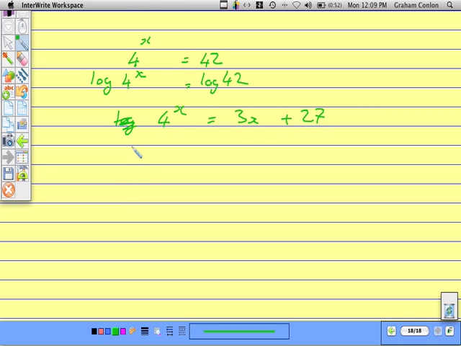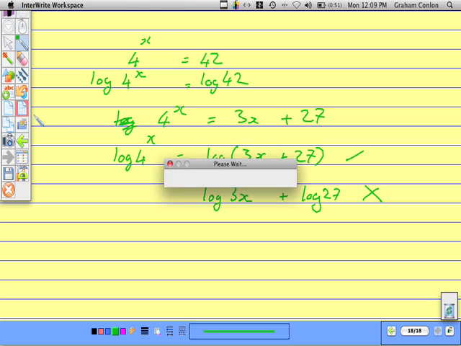You can still take logs. It's perfectly all right. So you can do log of 4 to the power x equals, but you have to do the log of everything else in one lump. You cannot split it up. That's okay, that's all right. But if you said log 3x plus log 27, that is not okay. Don't do it. Just be aware of that. That will come later on, but just think about it.